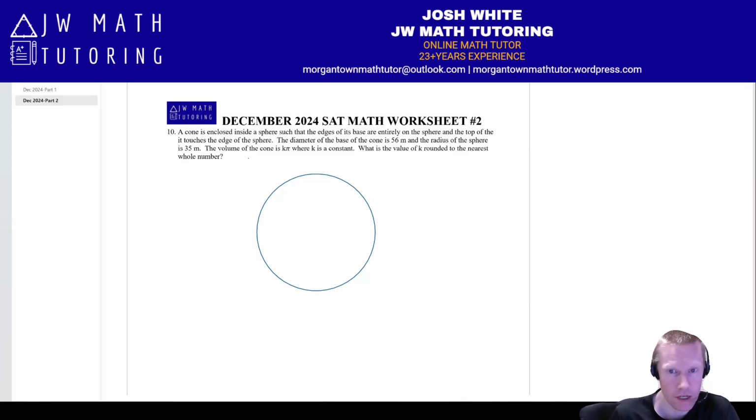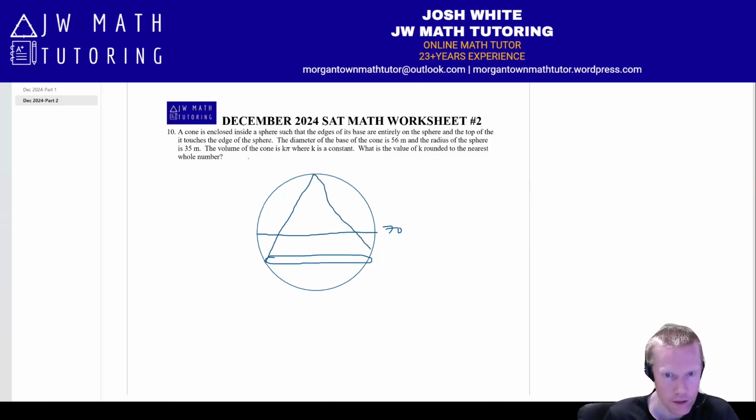So the radius of the sphere is 35. That means all the way across at the middle, the diameter would be 70. I guess there would have to be some way to let you know whether the cone is above or below the diameter point. Because the way I solved it, I drew the cone down here, going to the top. And coming down, we know that the diameter of the cone is 56. So all the way across here is 56, which means this is 28.